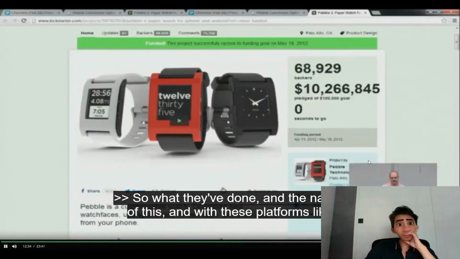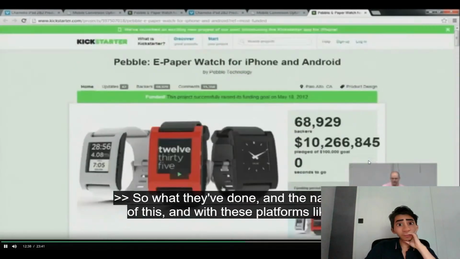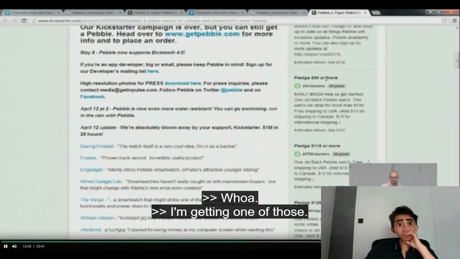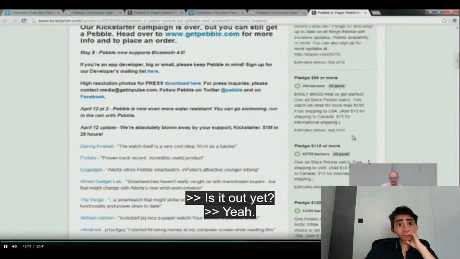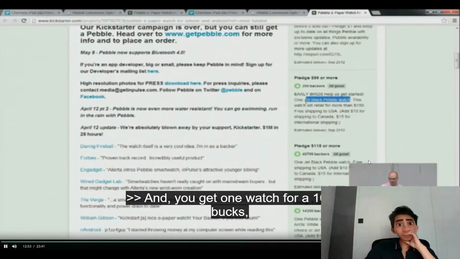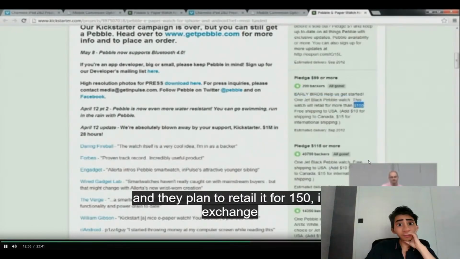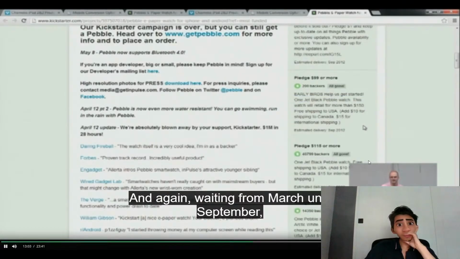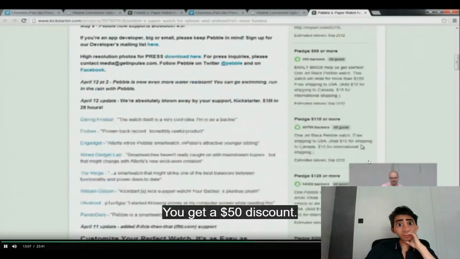So what they've done, and the nature of this, with platforms like Kickstarter, you can buy this for $100. Is it out yet? Yeah. And you get one watch for $100, and they plan to retail it for $150 in exchange for you giving them the money now, and again, waiting from March until September, so waiting about 6 months for it. You get a $50 discount.